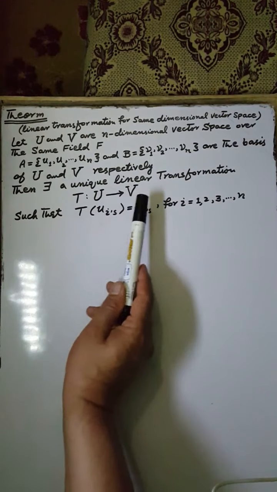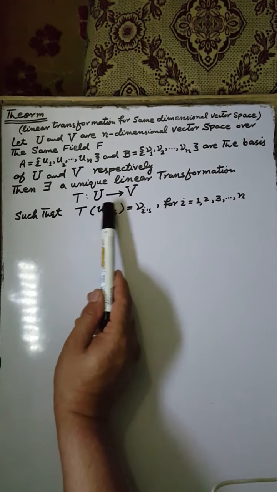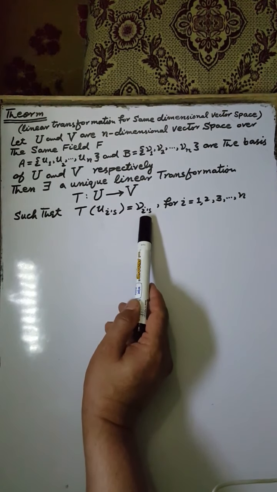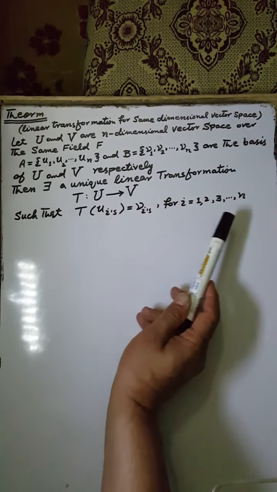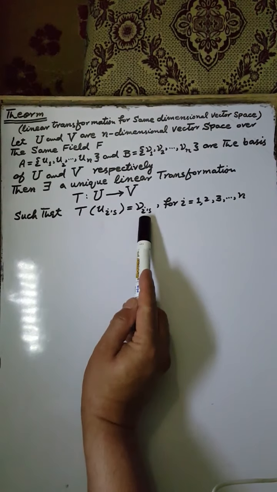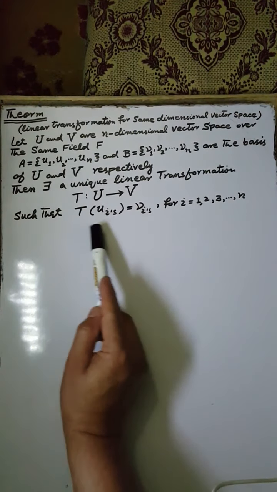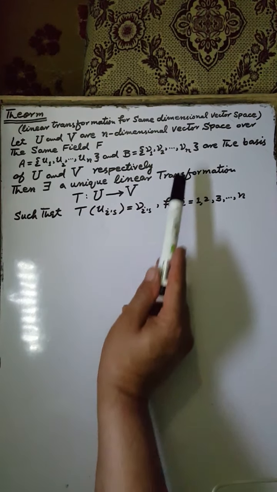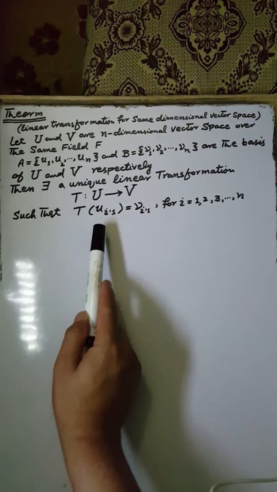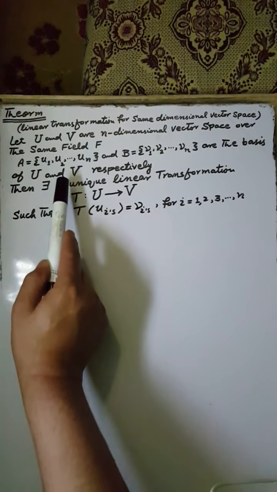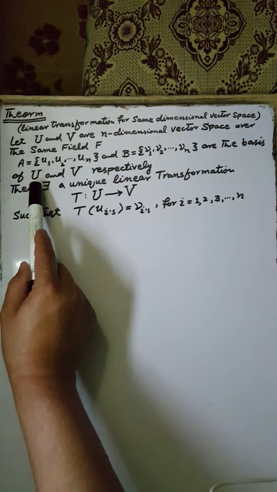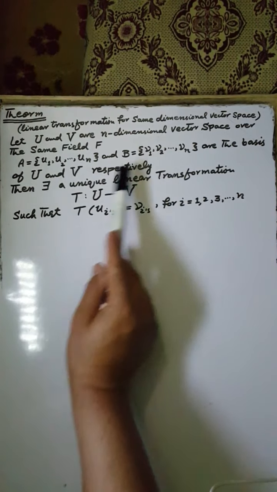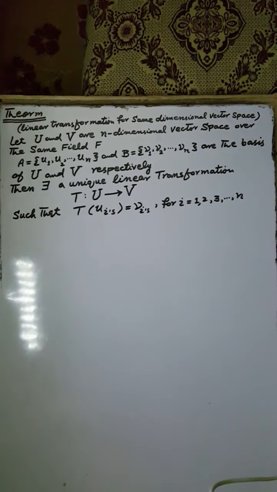Then there exists a unique linear transformation T from the vector space U to the vector space V such that T(ui) = vi, i = 1 up to n, that is T(u1) = v1, T(u2) = v2, and so on, T(un) = vn, where the ui's are the elements of the basis of the vector space U, and the vi's are the elements of the basis of the vector space V over the field F.